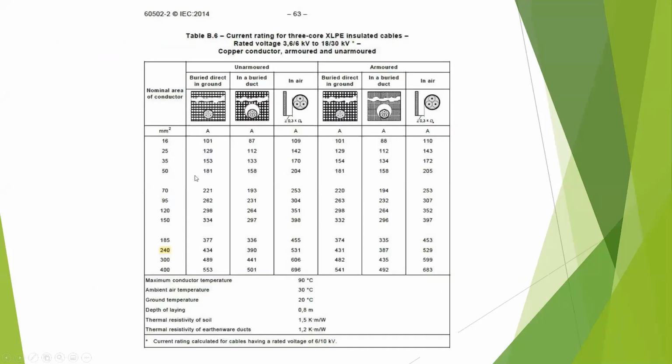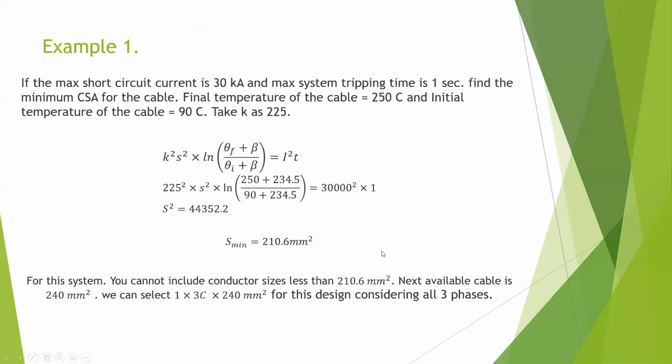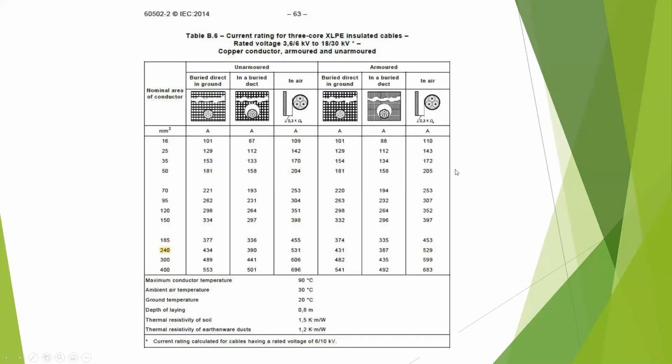And this is the IEC 60502 table. You can also use BS 6622 tables, but I couldn't find the original table from the sources, so I included the IEC 60502 table. In here you can see the multi-core cables are going in this range, starting from 16 to 400, and you are going to select the proper minimum cross-section area from this table.